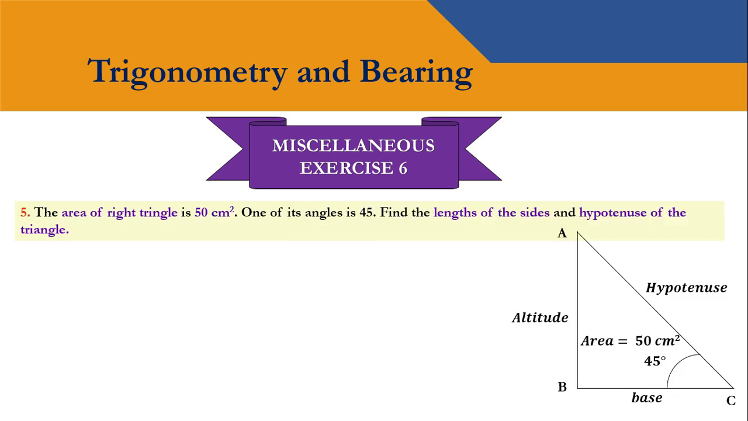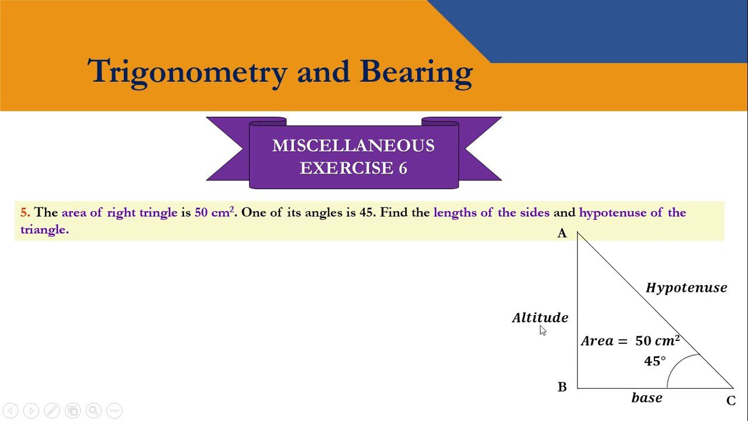Now moving toward question number 5. The area of a right triangle is 50 centimeter square. One of its angles is 45 degrees. Find the length of the sides. We need to calculate the length of the base and the length of the altitude.